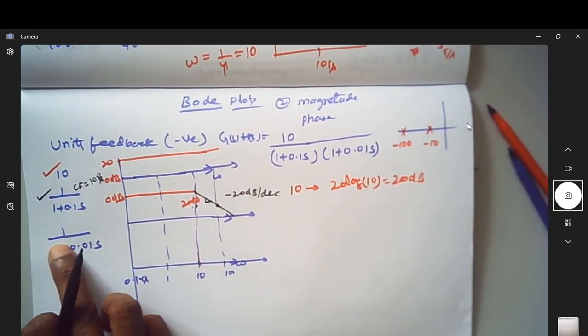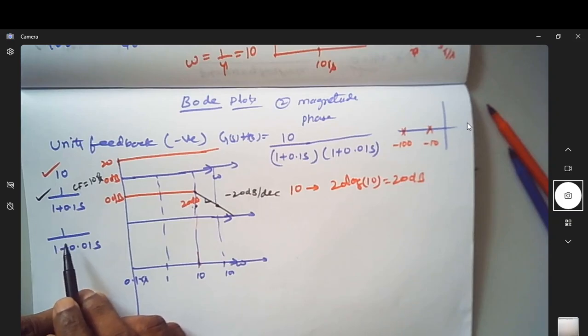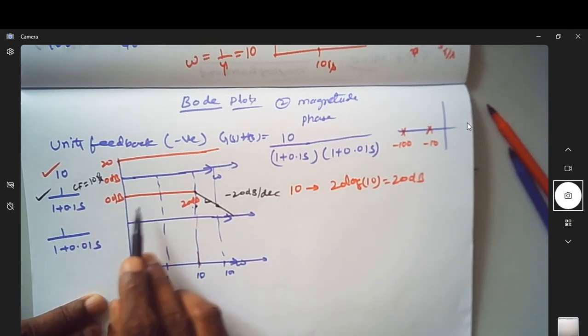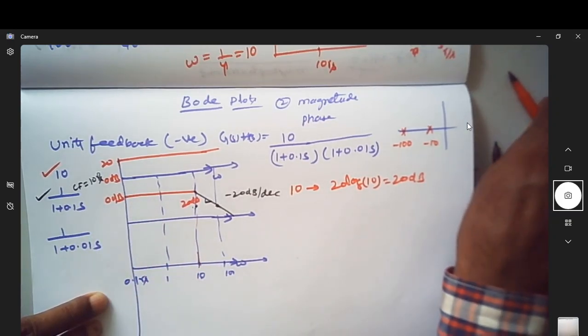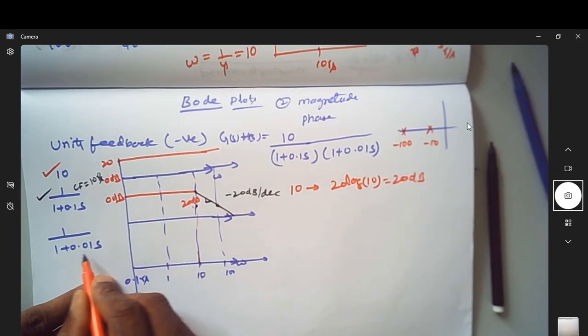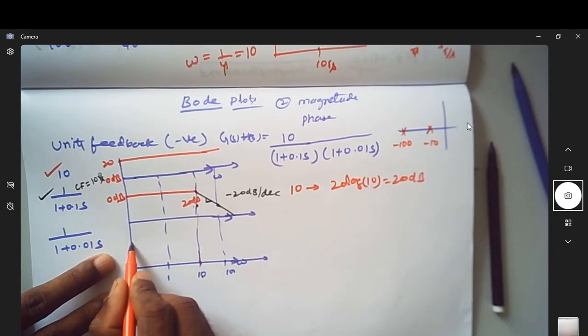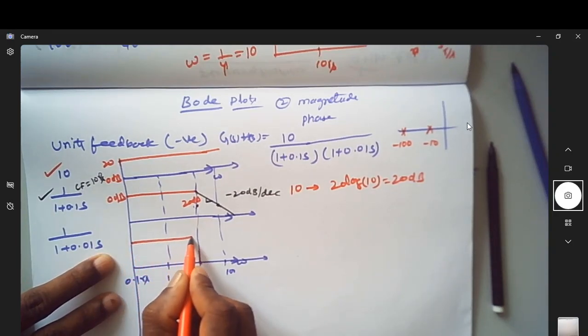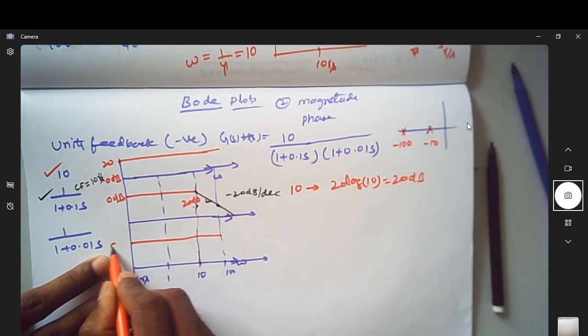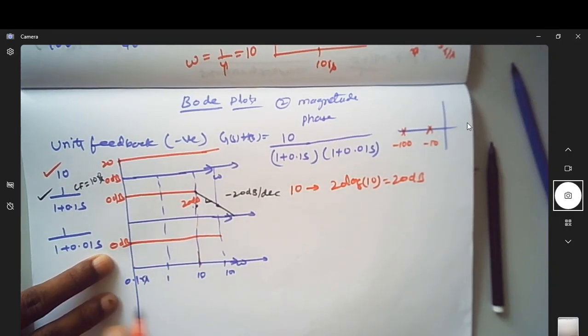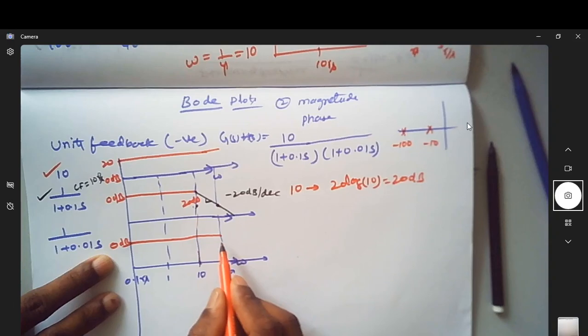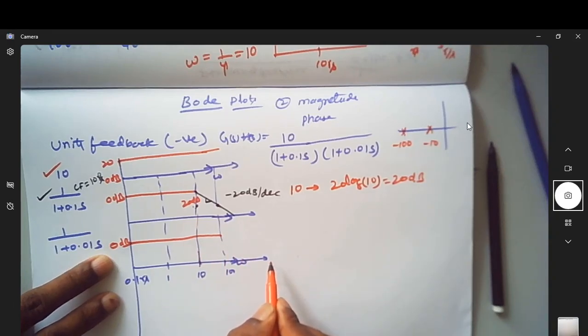Next we need to plot for this term. So what does this say? Now it is similar to this. It is a 0 dB line till where? Till 1 over 0.01, which is actually 100. So till 100 radian per second, this will have a magnitude of 0 dB. After 100 radian per second, it goes with a slope of minus 20 dB per decade.